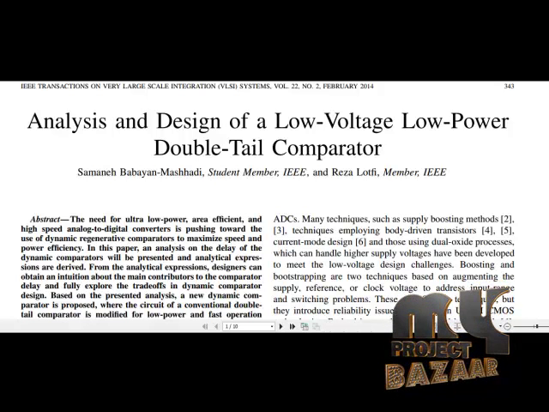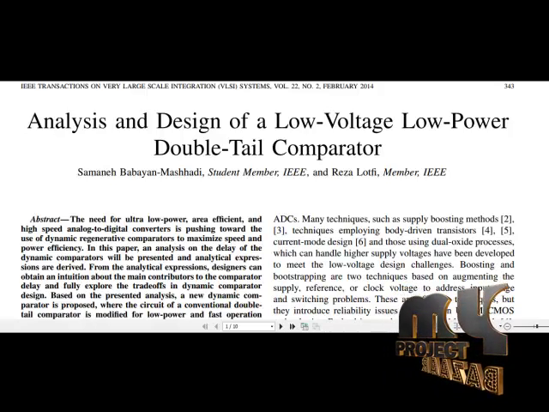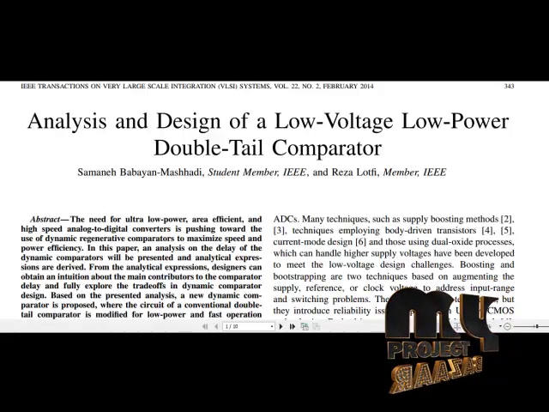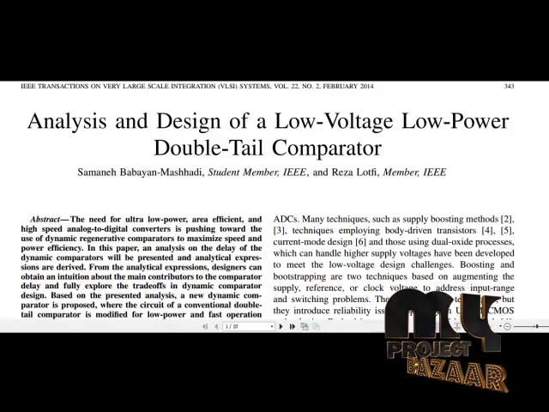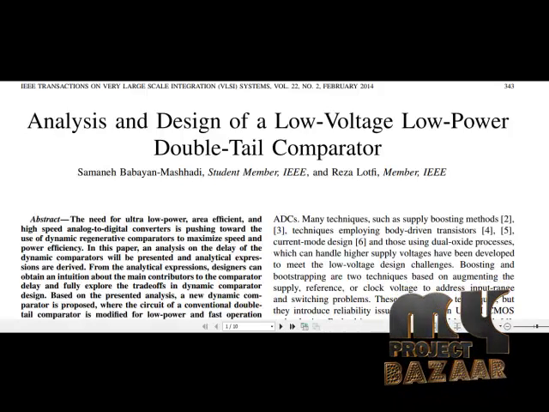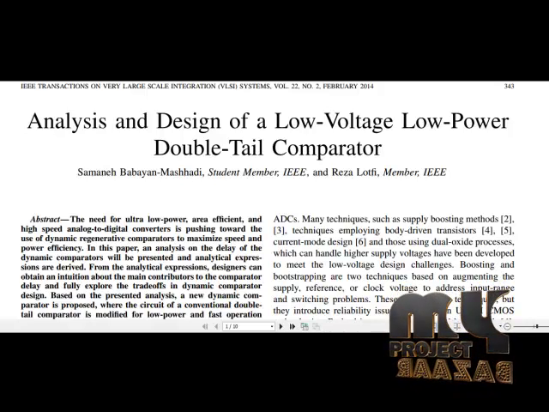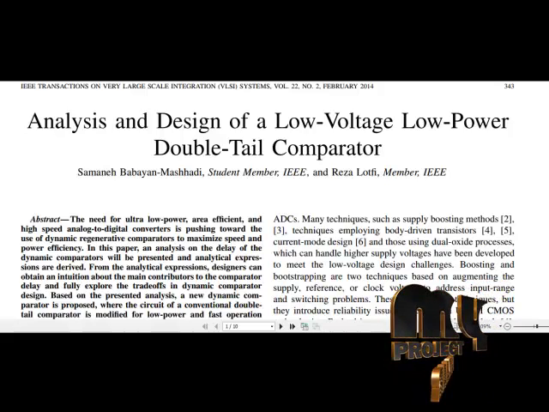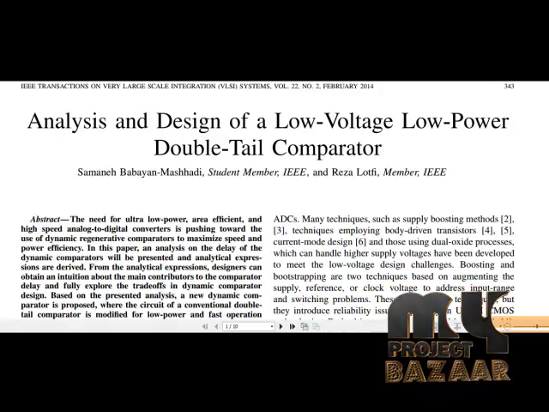Many techniques such as boosting methods, techniques employing body-driven transistors, current mode transition, and those using dual oxide processes that can handle higher supply voltages have been developed to meet the low voltage design challenges. Boosting and bootstrapping are two techniques based on augmenting the supply, reference or clock voltage to address input range and switching problems. The disadvantage, on the other hand, is that due to several stacked transistors, a sufficiently high supply voltage is needed for a proper delay time in existing designs.